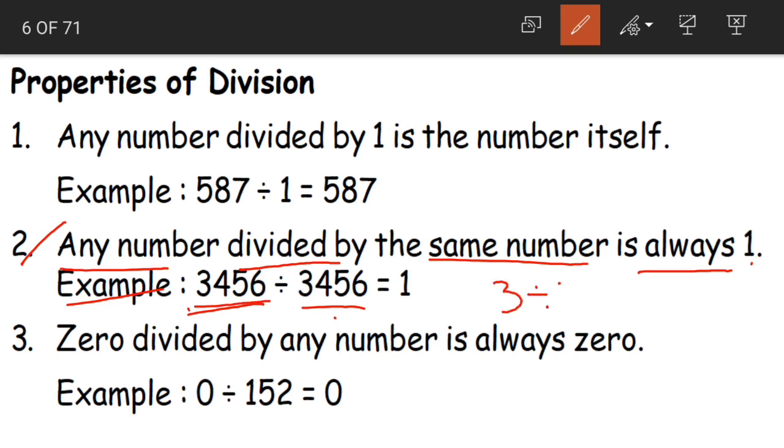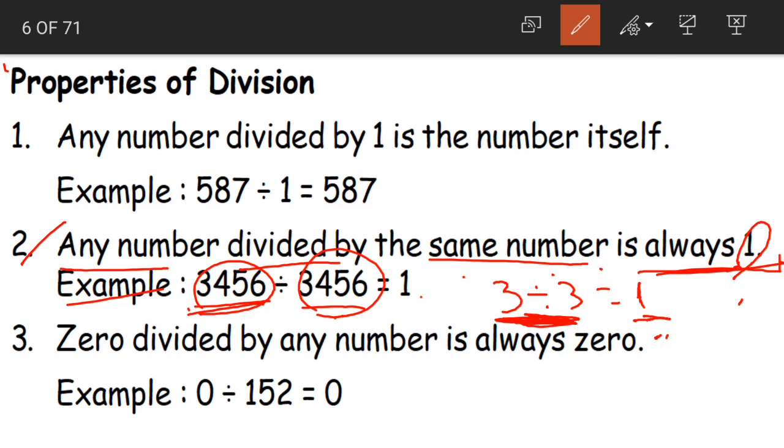As 3 divided by 3 is equal to 1, even 3456 divided by 3456 also will be equal to 1. Again, in the exam, if they ask you any number divided by the same number is always dash, you do not remember. Take the same number and divide it with itself. You will get the answer as 1. So you can write 1 there.